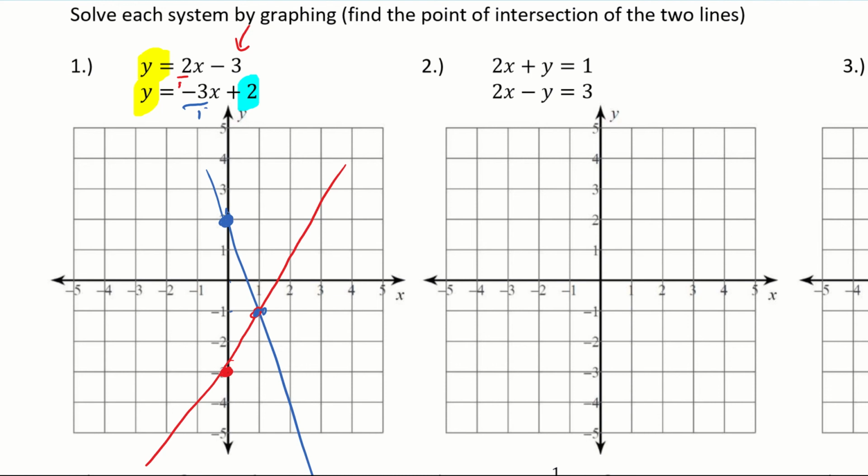Hey, that was good. Okay, so since we drew that, now we can see that there is an intersection point. If we look right there, it's at +1 for the x and -1 for the y. Awesome. Let's try the next problem.